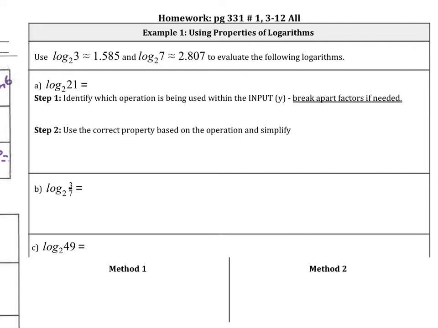Now let's try practicing using properties of logarithms. We're given that log base 2 of 3 is 1.585 and log base 2 of 7 equals 2.807. We're going to use them to evaluate the following logarithms. Just as a note, we can only use the numbers 3 and 7 to help us out in getting the number in here. So that's our goal.